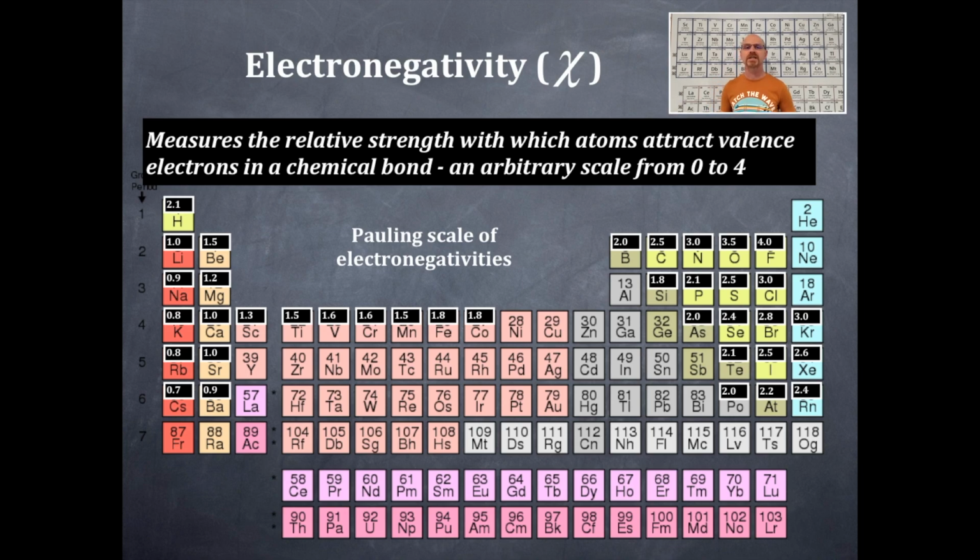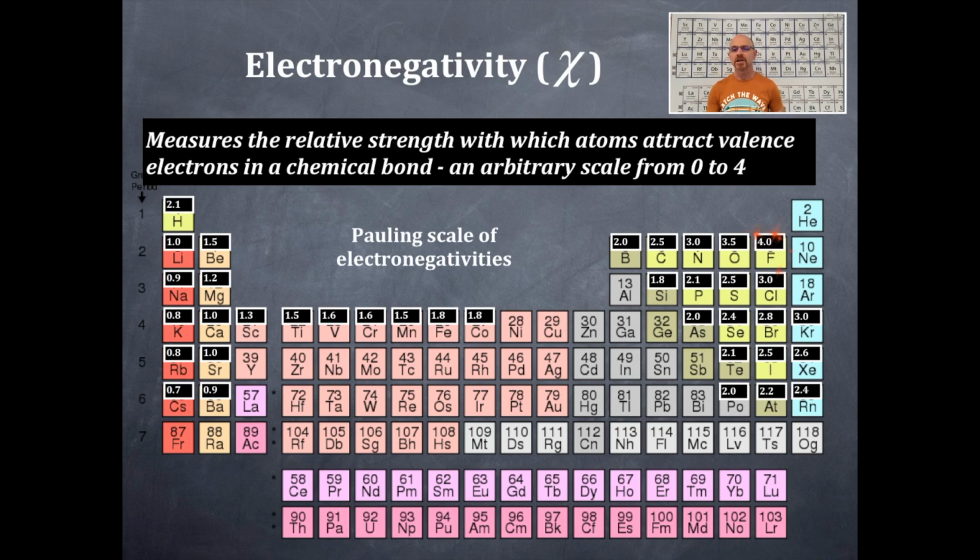This is an arbitrary scale from 0 to 4, just like the 4.0 grading scale is arbitrary as well. A 0 being an F, that's a low number, and a 4 being an A, that's a very high number. So I have highlighted in black and white some electronegativity values on the periodic table for some select elements. So I'm going to point out a few of them for you.